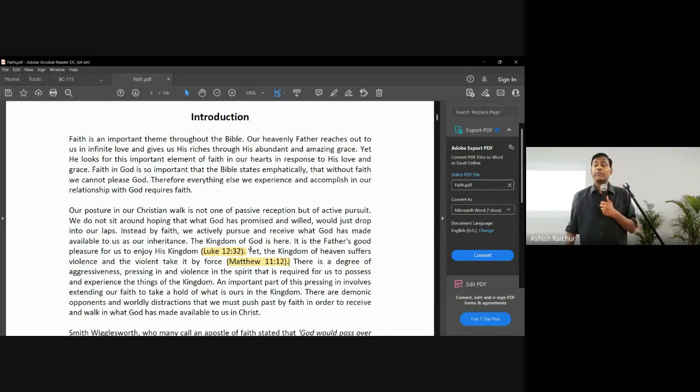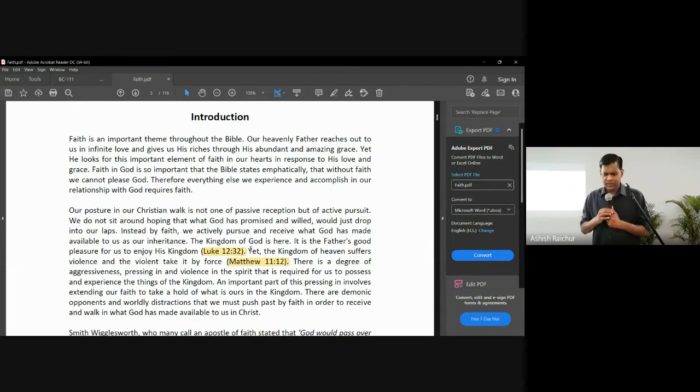He says, from the days of John the Baptist until now, the kingdom of heaven suffers violence, and the violent take it by force. So what he's saying, from the days of John the Baptist, that means ever since John the Baptist came, right? John the Baptist came and announced the kingdom of heaven is here. God's kingdom is coming to the earth. So from the time John the Baptist came, what has happened? Something has changed. The kingdom of heaven suffers violence and the violent take it by force.